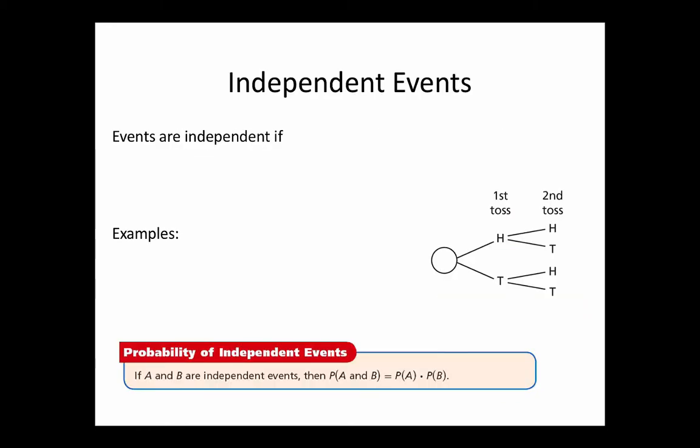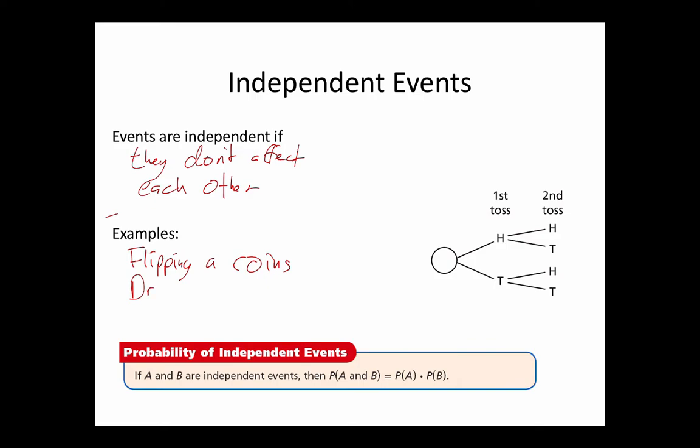Starting off, let's talk about independent events. Events are independent if they don't affect each other. So, for example, flipping a coin multiple times. If you flip a coin and it lands on tails, it can land on tails over and over and over. You're not removing any options.